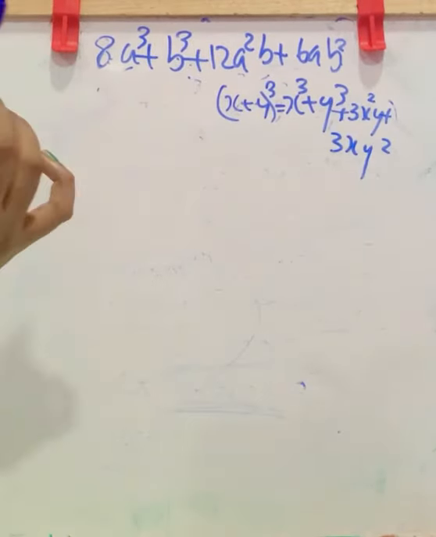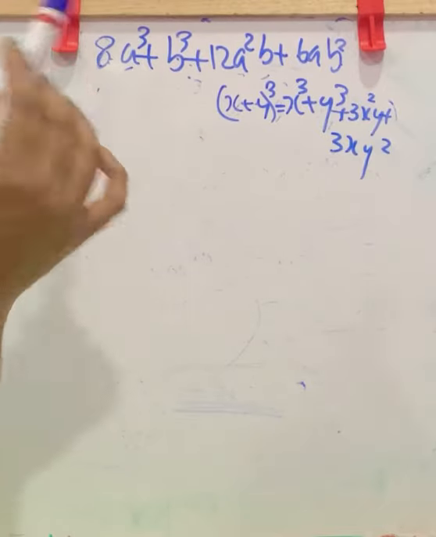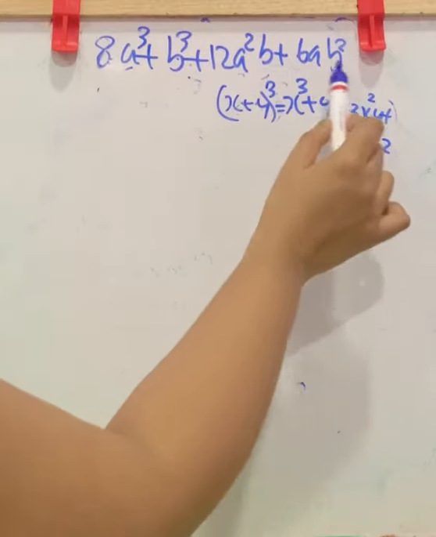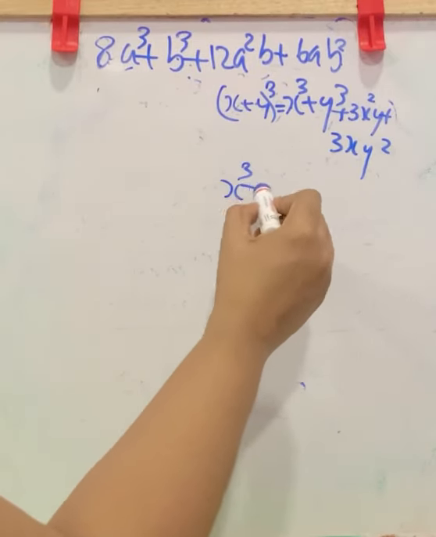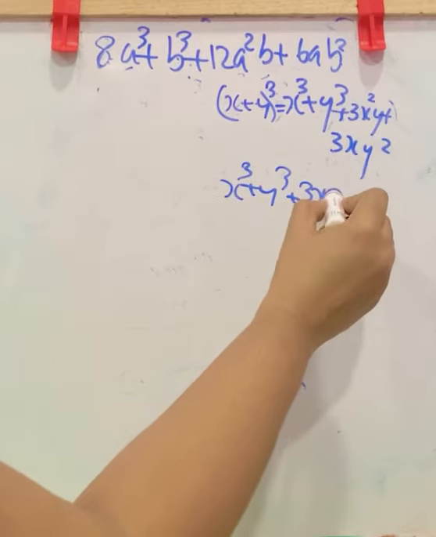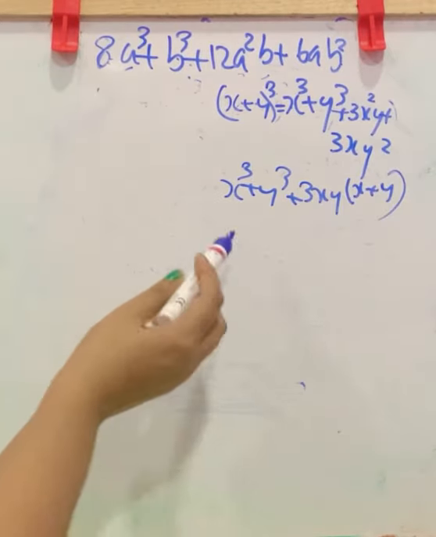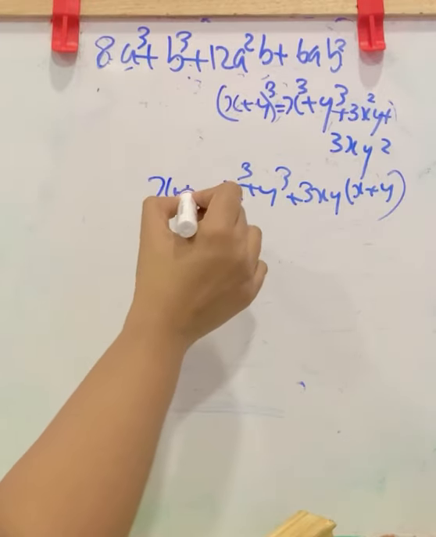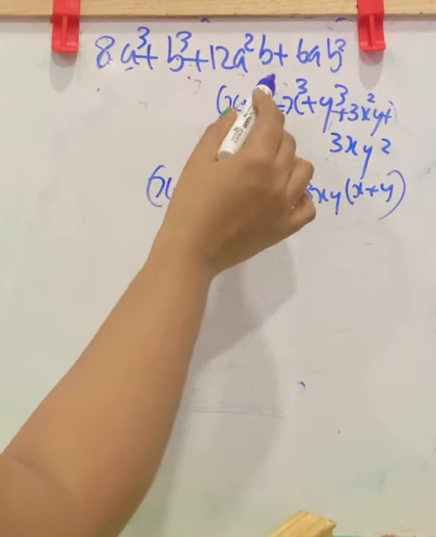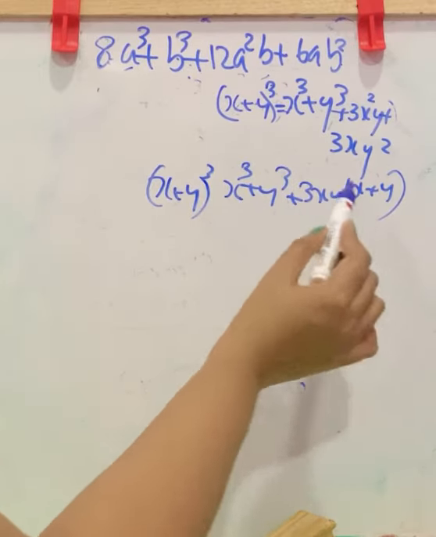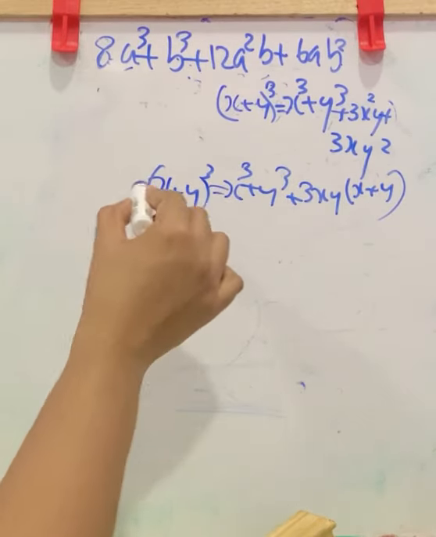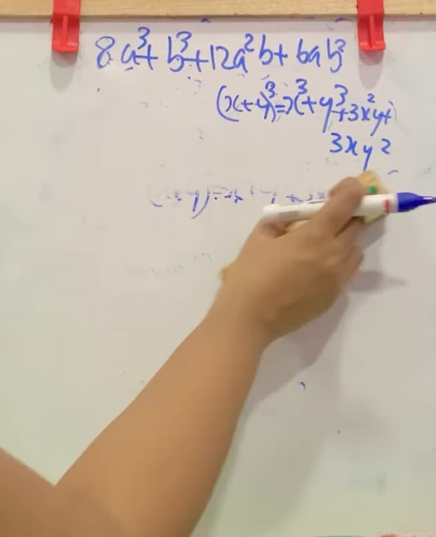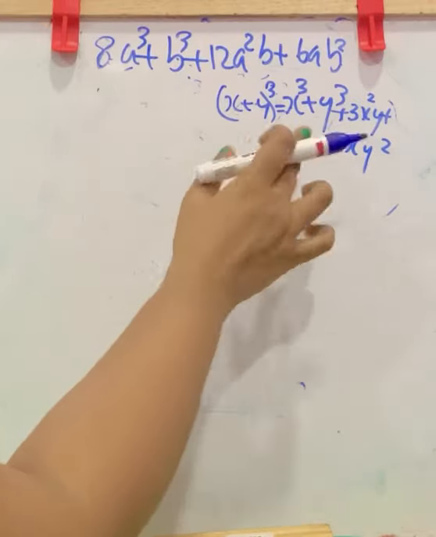I told you in the previous video, while we were talking about identities, that x plus y whole cube we can expand like this and also like this. In the previous questions we used this identity expansion. This is also x plus y whole cube, so we can write it like this and this. In the previous questions we used this expansion. Now we are considering this expansion to factorize.